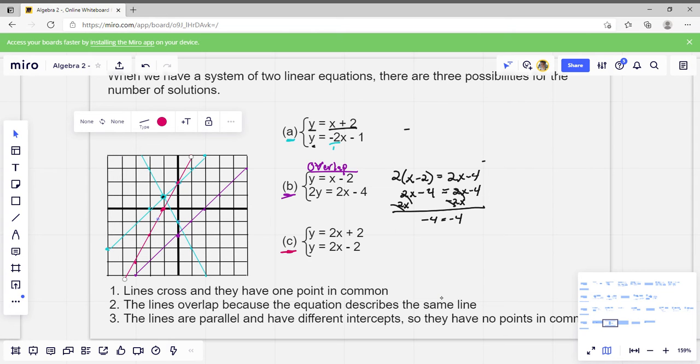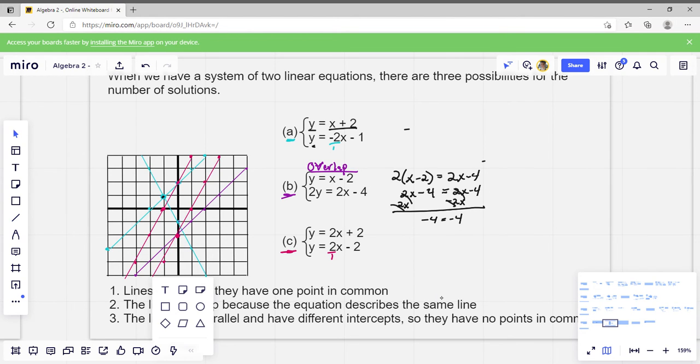Okay, and then 2x minus 2. So that means I'm going to go down 2. And then 2x means 2 over 1, so up 2 over 1, up 2 over 1, up 2 over 1. Draw a line for that one. And look at that, they don't cross.